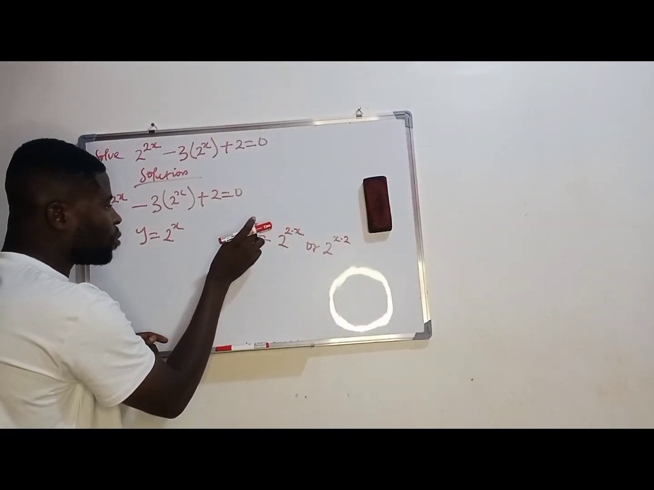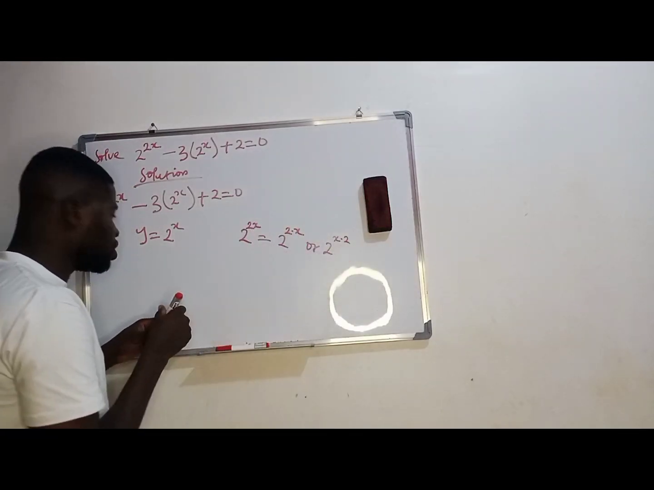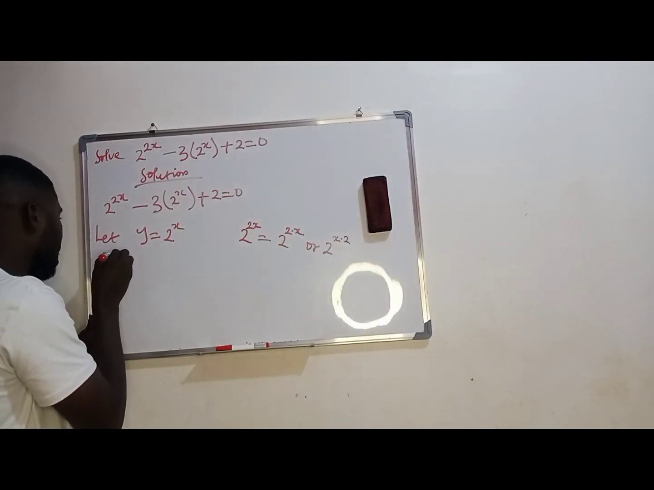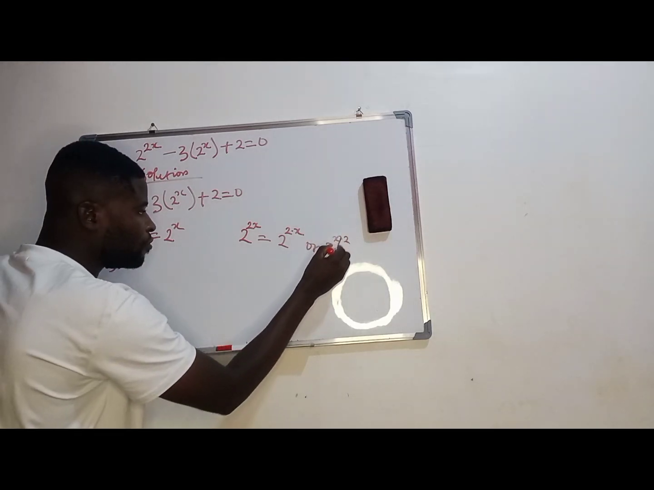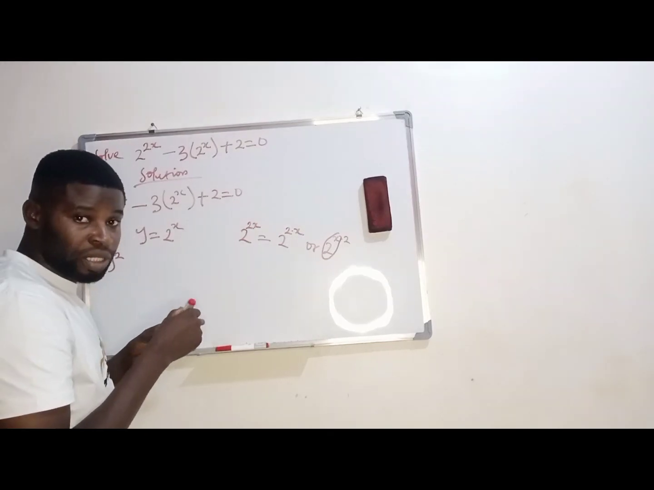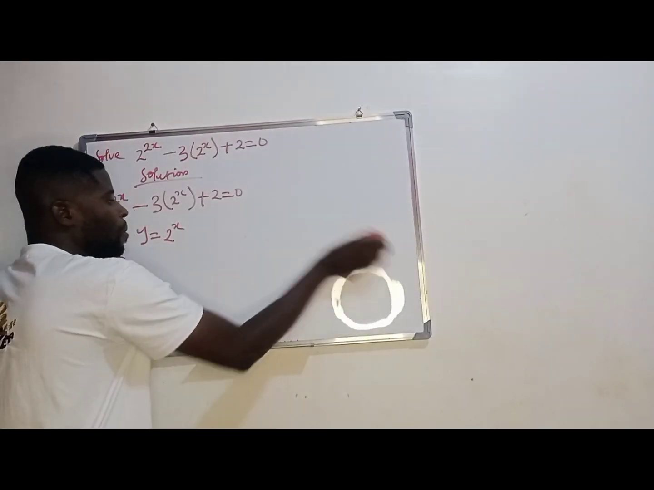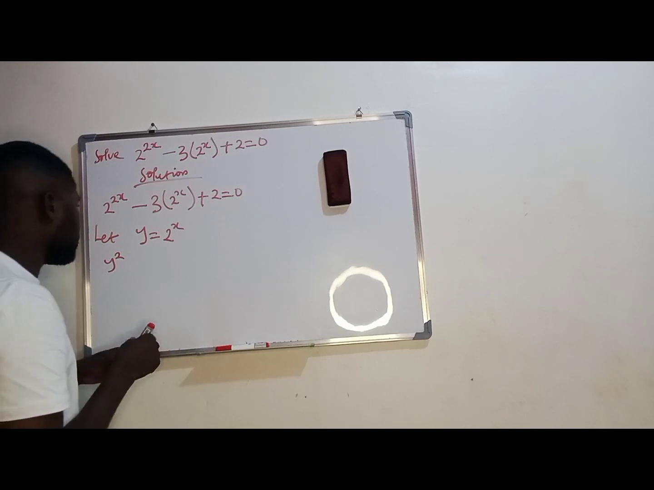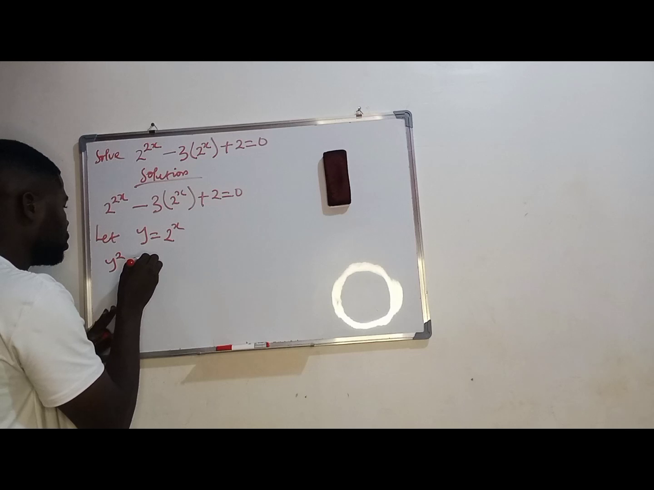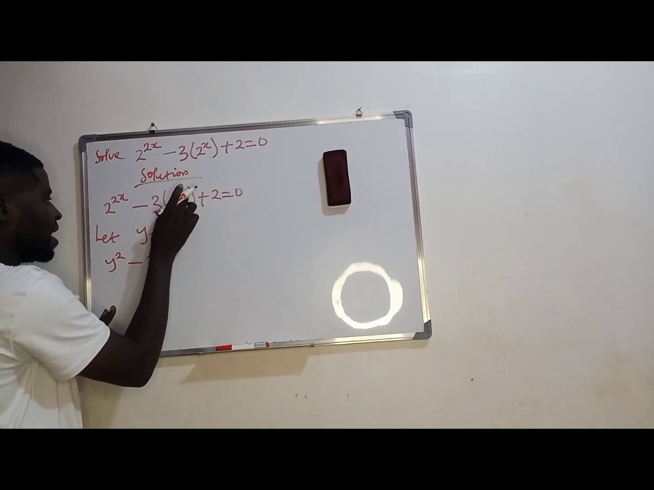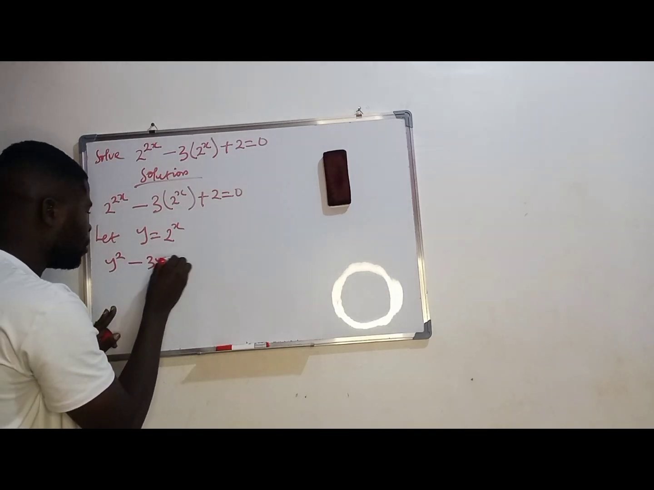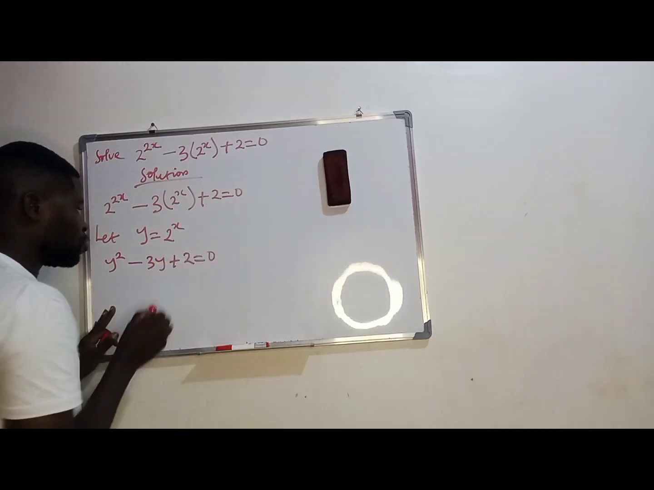Now, since 2 raised to power 2x is the same thing as this, who says we cannot have y raised to power 2? Because the whole of this is y raised to power 2. Are you getting what I'm doing? Now, from this point, we'll have y raised to power 2 minus 3, 2 raised to power x is equal to y, and that is 3y plus 2 is equal to 0.